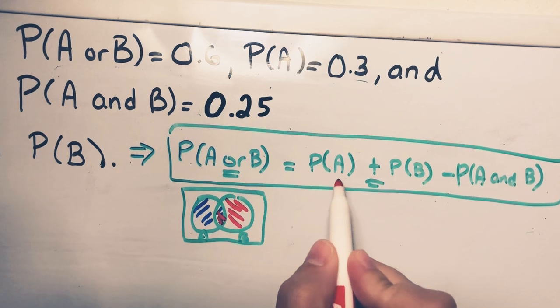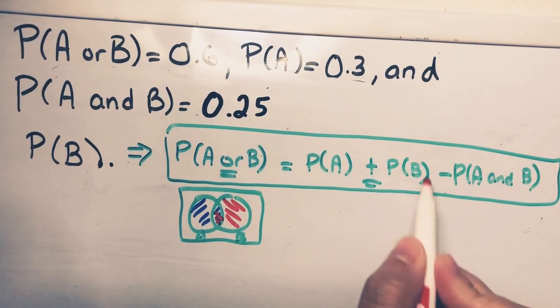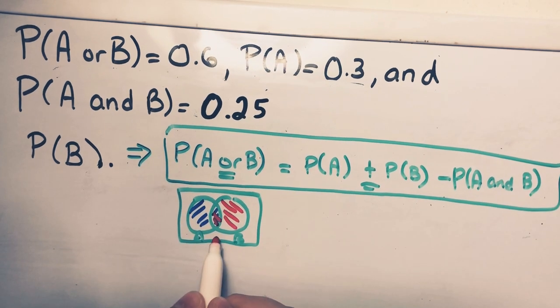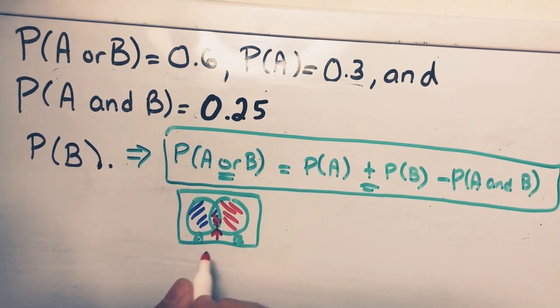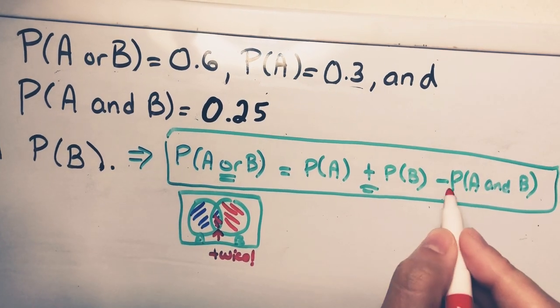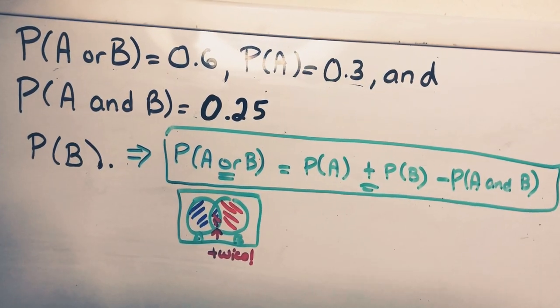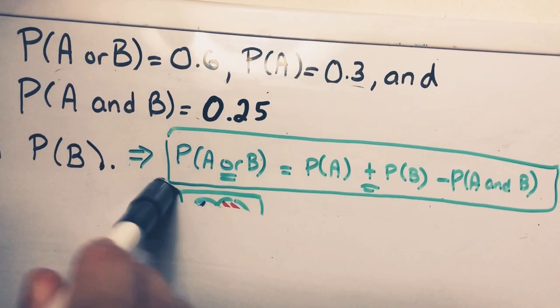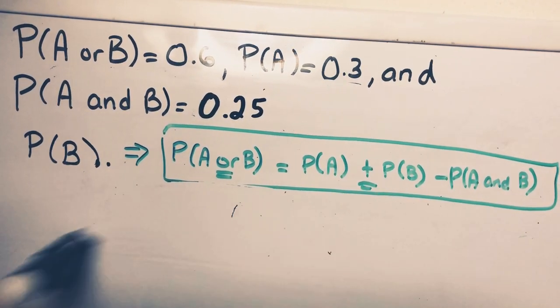We've taken everything in A, that blue part, we've taken everything in B, that red part, but the part that's in both of them, the overlap, we've actually counted twice. We double counted, and that's why we have to subtract the extra time that we've counted. So that's where that formula comes from. Okay, so now that we understand where it comes from, let's apply it.